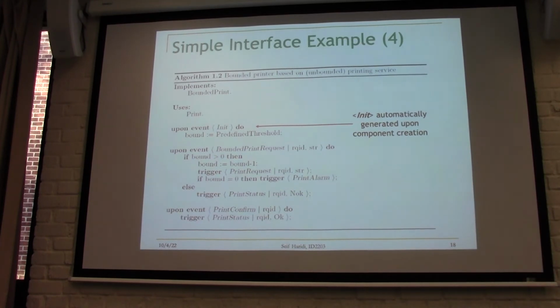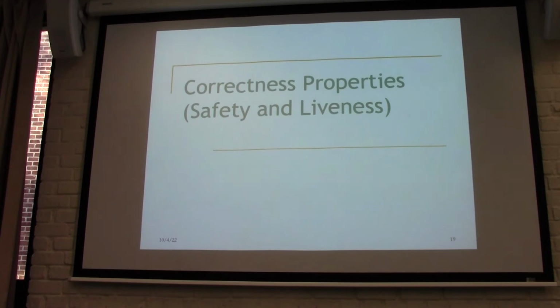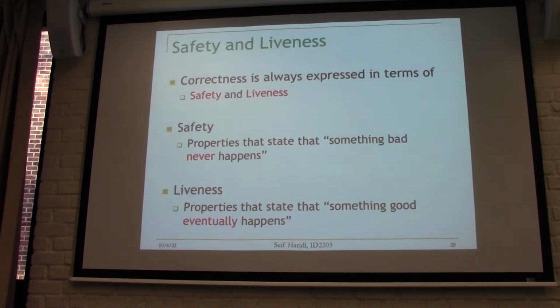Okay. Now let's go to something more interesting, which is the correctness, the properties. When we write the code, we're going to prove it's correct. So how do you write properties? There are two kinds of properties that we have, called safety and liveness. So maybe you know that already. Have you seen safety and liveness already? Who has seen safety and liveness? Raise your hand if you've seen it. A few people. Do you remember what it means?